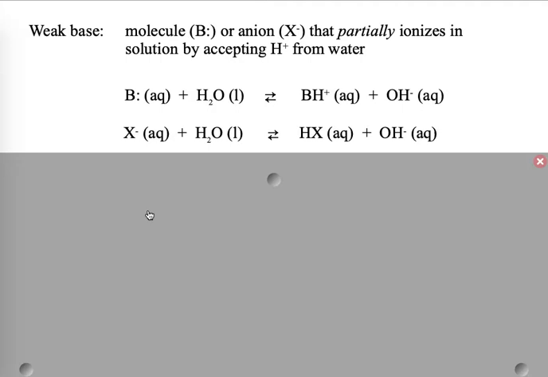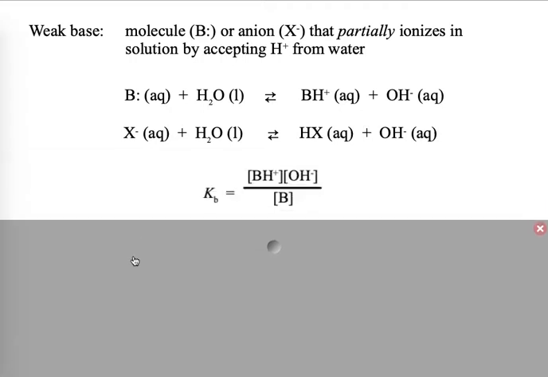Okay? Now, notice that in both cases, these bases behaved both as an Arrhenius base because they increased the hydroxide concentration of water, as well as a Bronsted-Lowry base because they accepted a proton from water. And we can write a Kb expression, as we would expect. It's equal to the concentration of the conjugate acid times the concentration of hydroxide divided by the equilibrium concentration of the base.